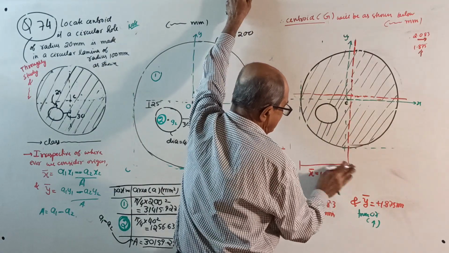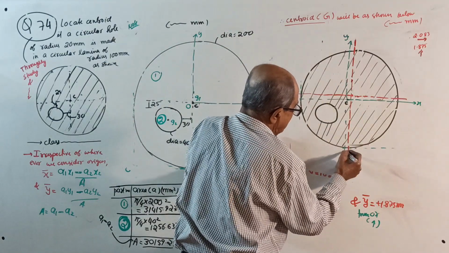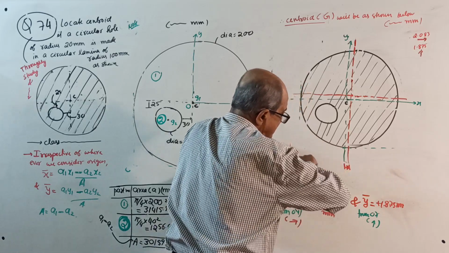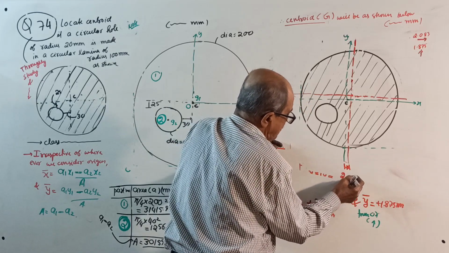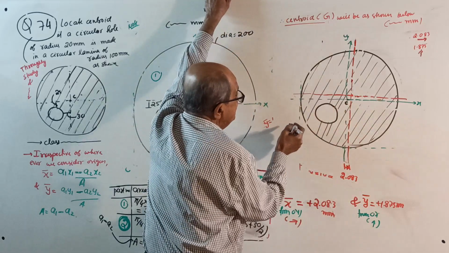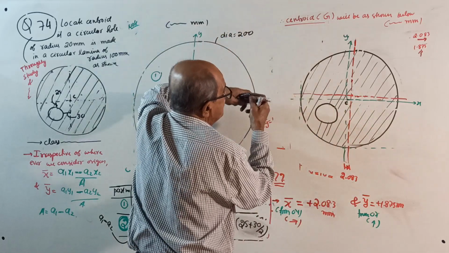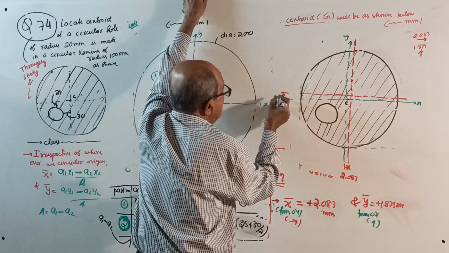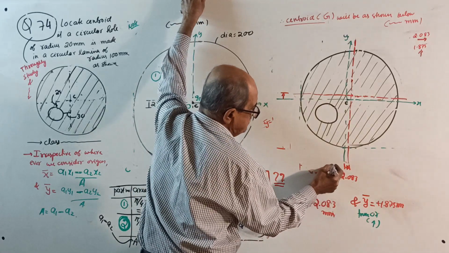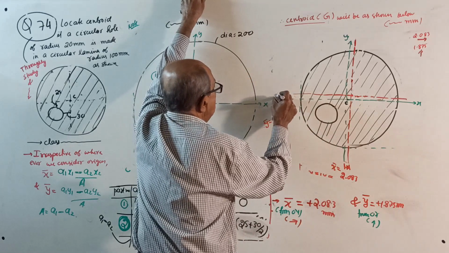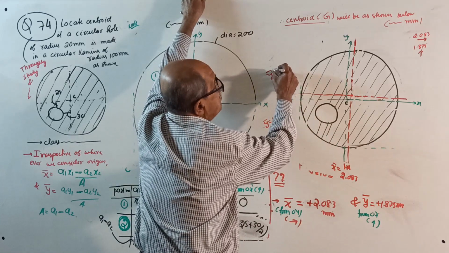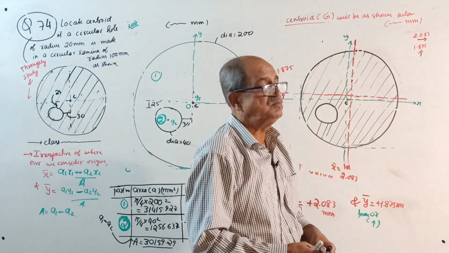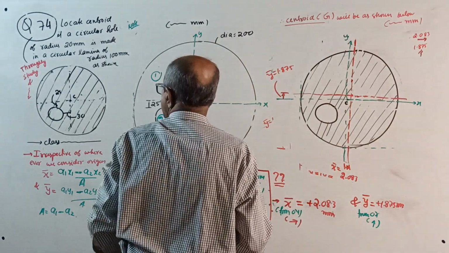See here, from the reference axis, small distance, this way, right side of 2.083. And from the YY axis here, Y bar is upward. X bar equal to 2.083 and Y bar equal to 1.875 millimeter. That is same as the answer we got just now. Over. This question is over, 74 over.